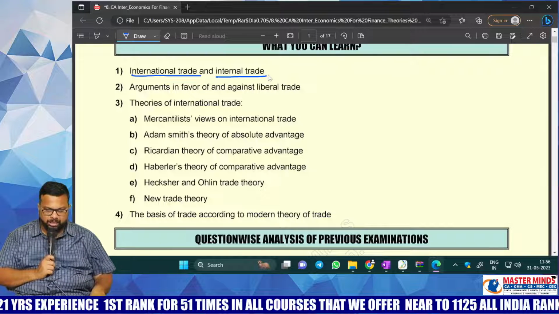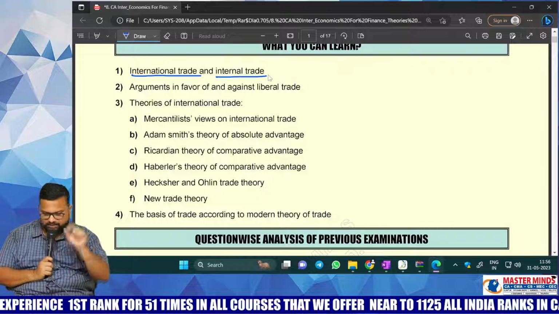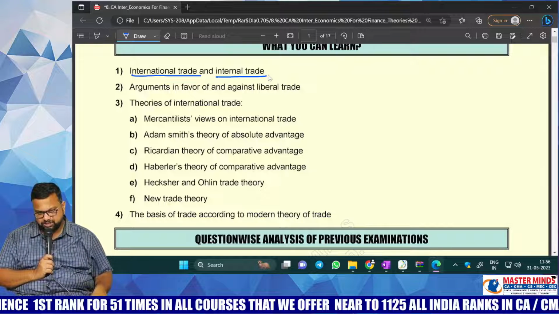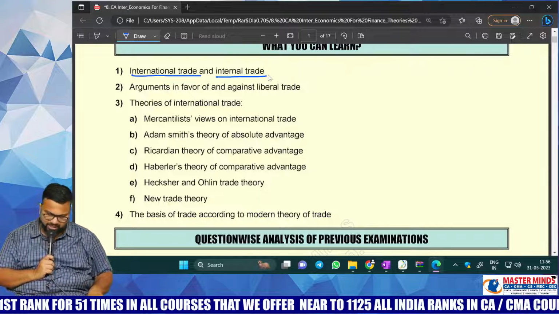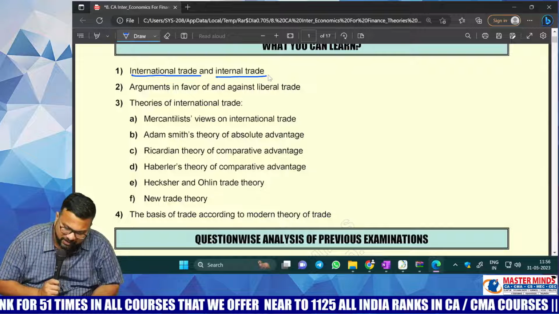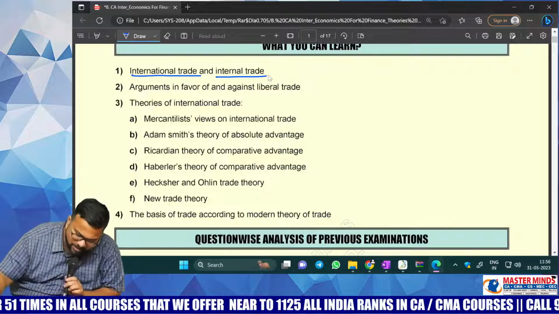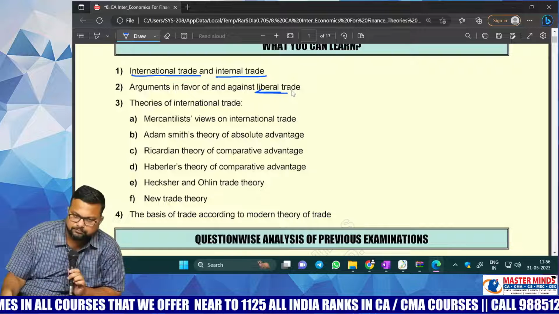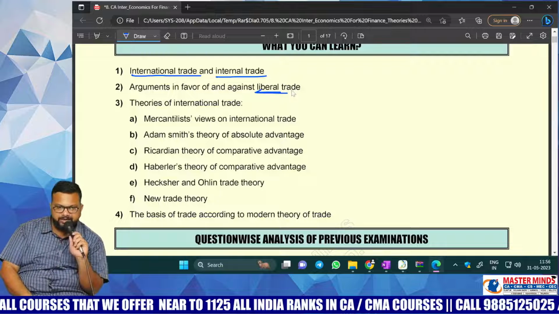If so, what are those differences? That we will cover in the first point. Differences between international trade and internal trade. Next, arguments in favor and against of liberal. Liberal means nothing but international.